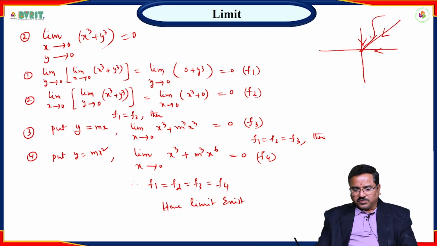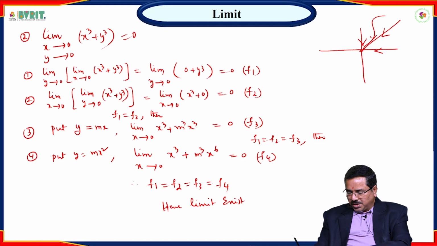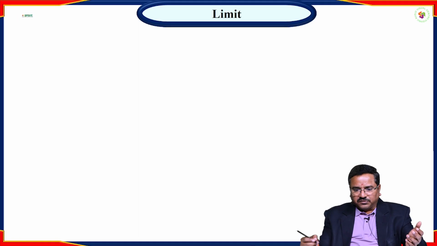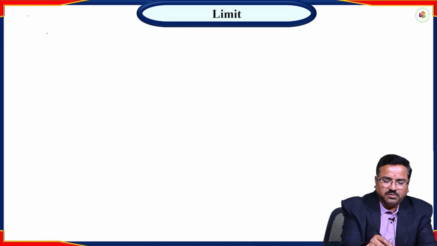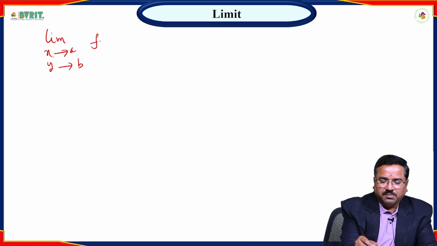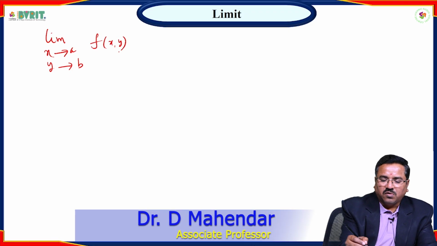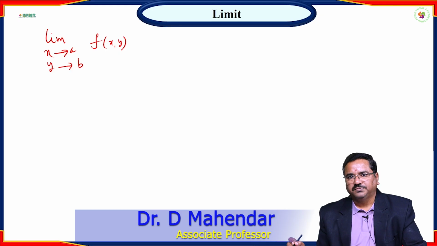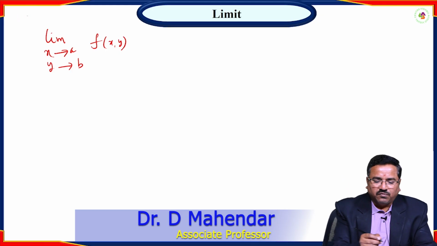Okay. So next we'll move to how to find a limit other than origin, meaning any point. For example, limit x tends to a, y tends to b, f of x comma y. How to find the limit of this type of function other than origin? We will obtain it in only 2 steps. Okay. What is the step 1 here?